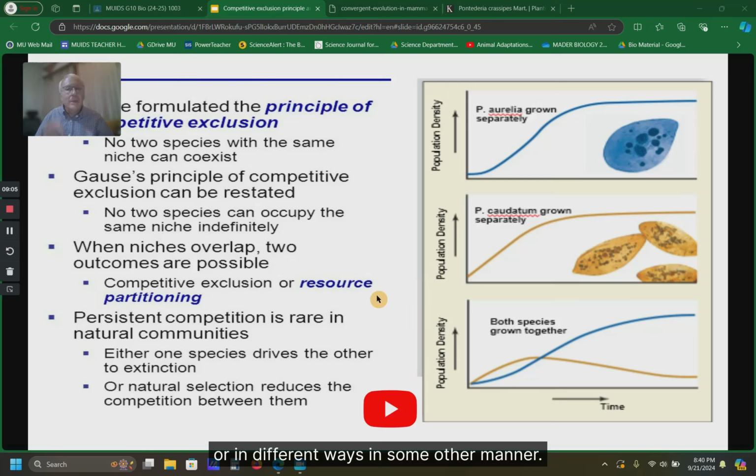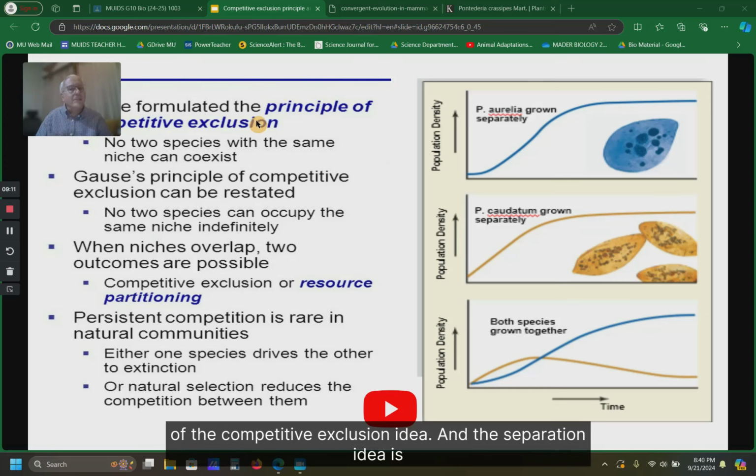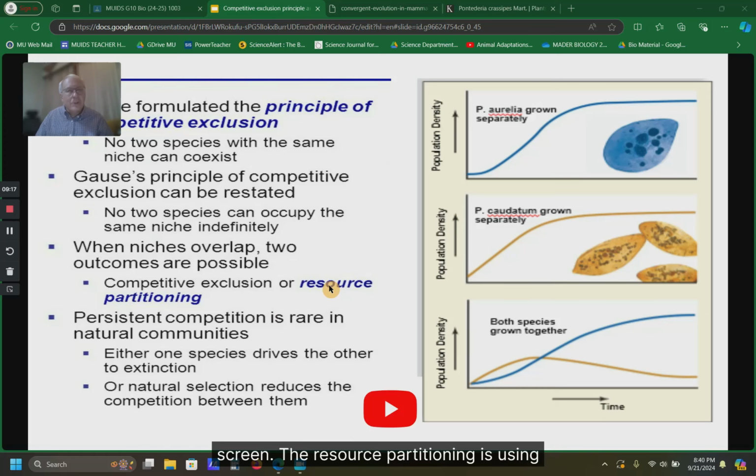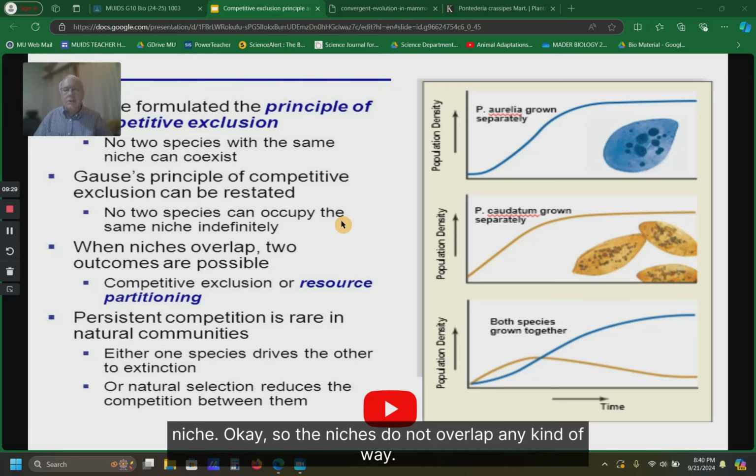This idea of separation is a subset of the competitive exclusion idea, and the separation idea is really called resource partitioning, which you see in the center of your screen. The resource partitioning is using the resources there in the most efficient way possible, which then leads to competitive exclusion of the niche. Okay, so the niches do not overlap in any kind of way.